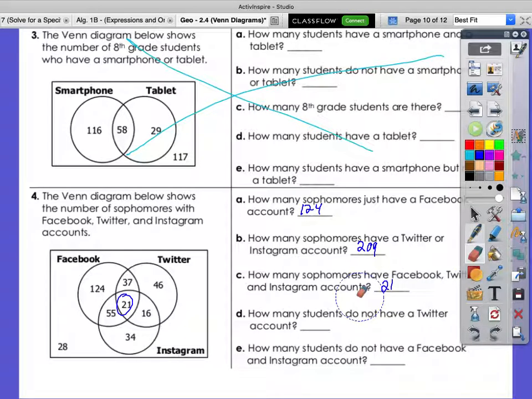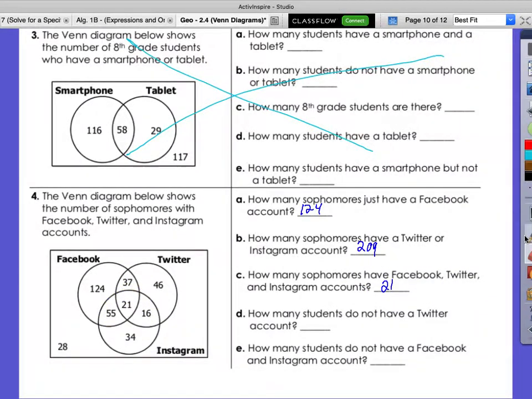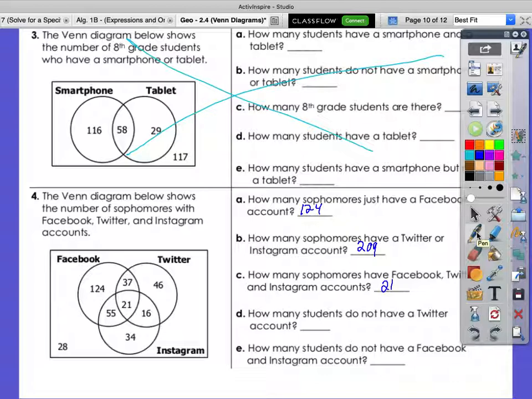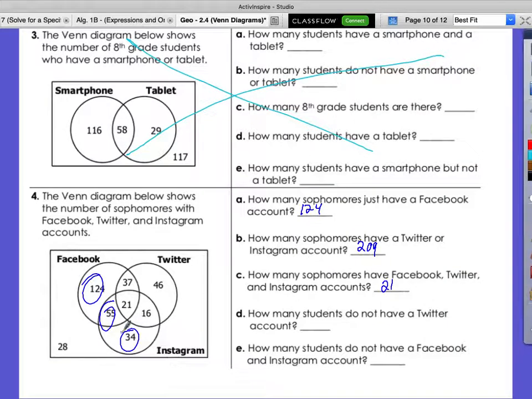Okay. How many students do not have a Twitter account? So many numbers. Raise your hand for numbers we're gonna add up here. Do not have a Twitter account. James. 124. Okay, and I'm gonna add one more to that. 28. The 28 down here. The sophomores who don't have any of those 3 platforms. Okay? So we're gonna add those 4 numbers together, and what do we get? 241. That's exactly right.